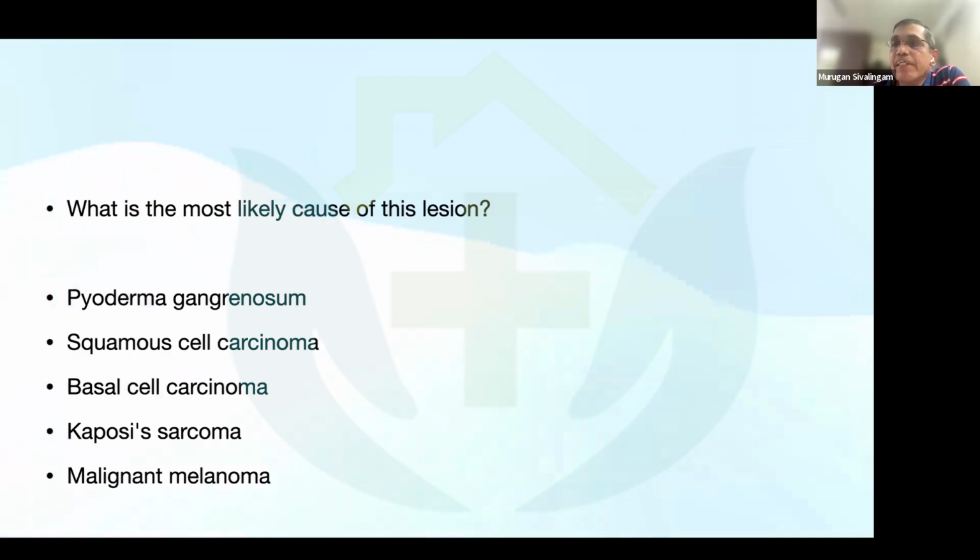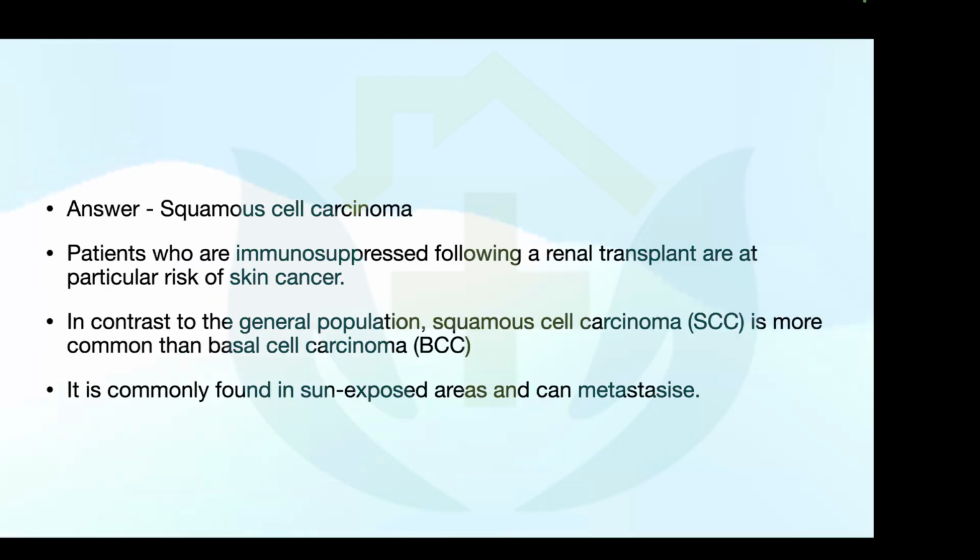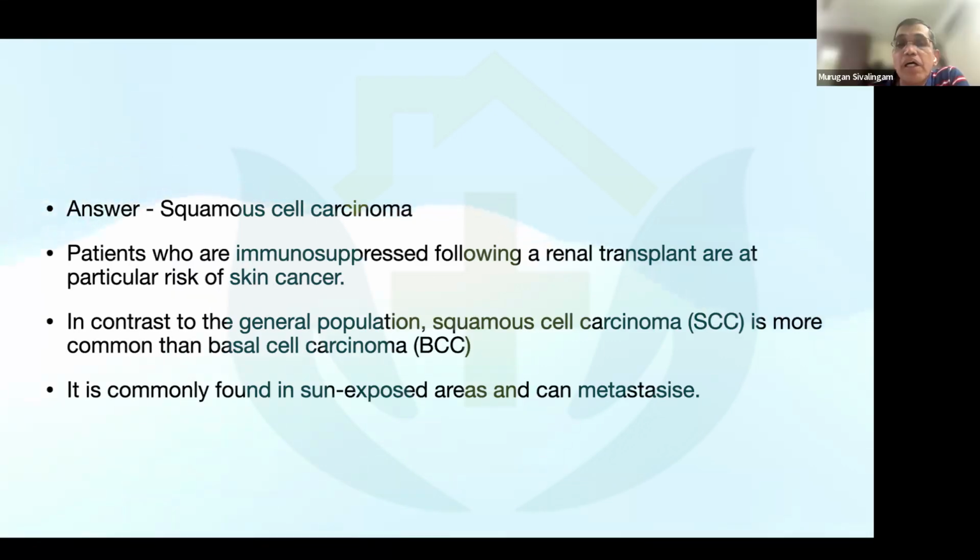So if it's a transplant patient, these immunosuppressed patients are more likely to develop squamous cell carcinoma. However, in the general population, if it is a non-transplant patient, you have to think of basal cell carcinoma. Renal transplant patients, particularly patients who are immunosuppressed, are at higher risk of skin cancer. So here, given the patient's immunocompromised status, it's more likely to be squamous cell carcinoma.